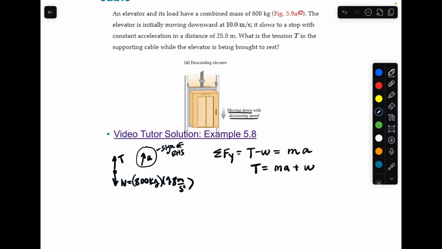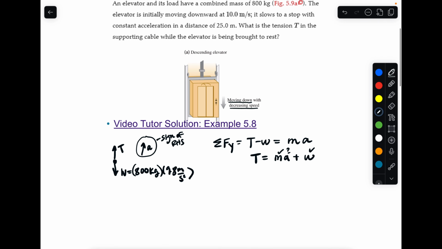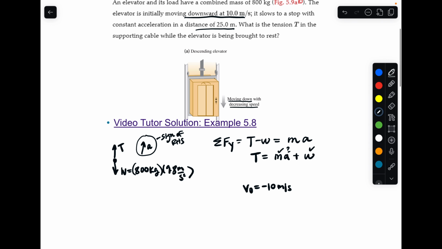So in order to find tension, we need to know the mass, we need to know the acceleration, and we need to know the weight. We know two of the three. So we can use some kinematic information to find the acceleration of the elevator. So the elevator, let's see what we're given. We're given initial velocity. We're given the distance of the slowdown, the distance of the acceleration.